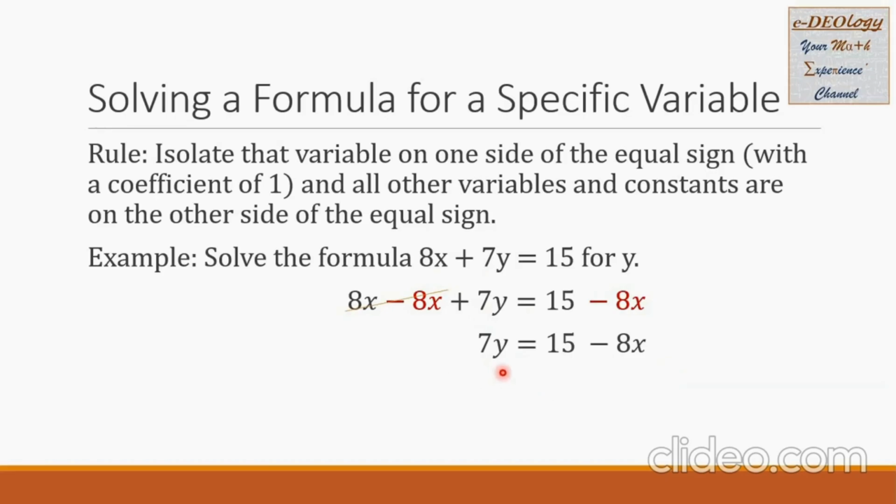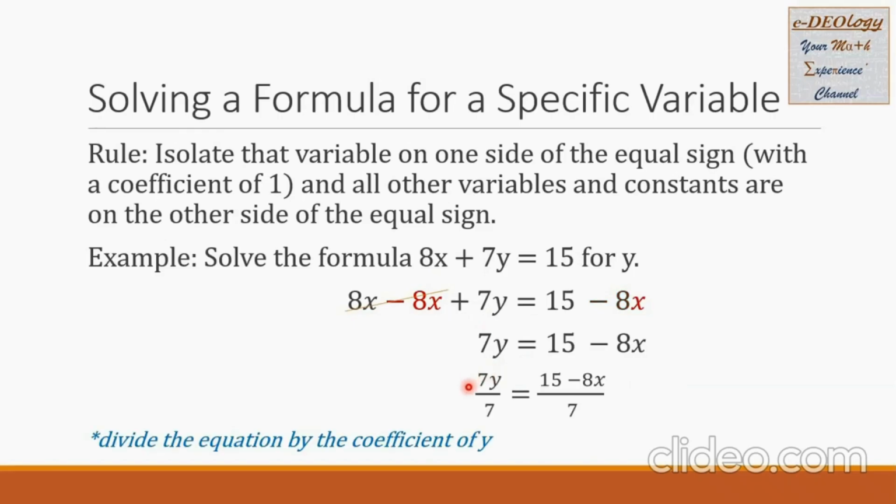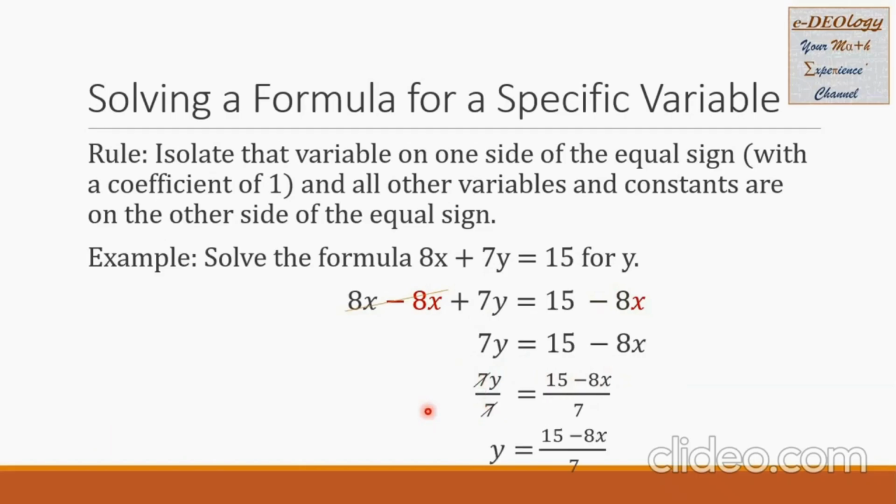So we want to make the variable y with coefficient 1. I'm going to divide the equation by 7. So 7y over 7 equals 15 minus 8x all over 7, where I can cancel the 7 and 7, and the final answer is y equals the fraction 15 minus 8x all over 7. And this is our final answer.